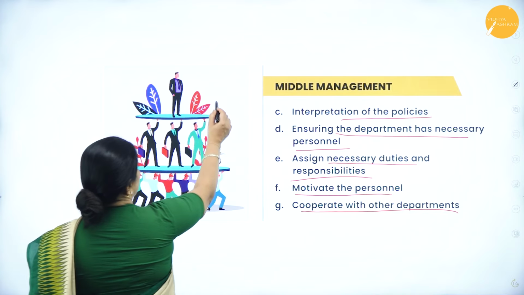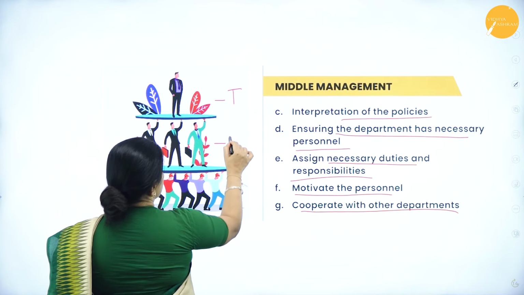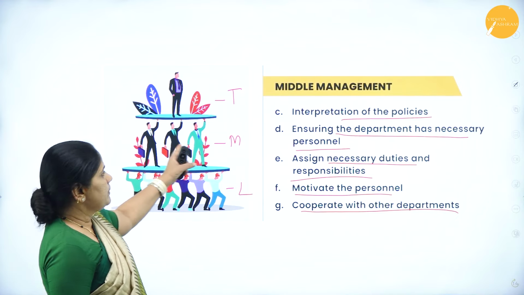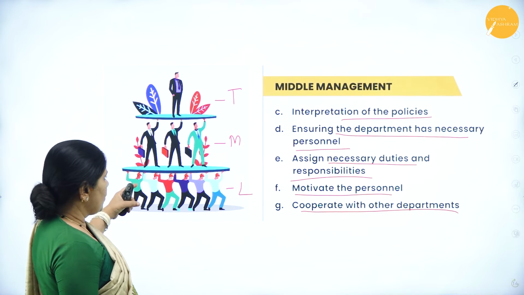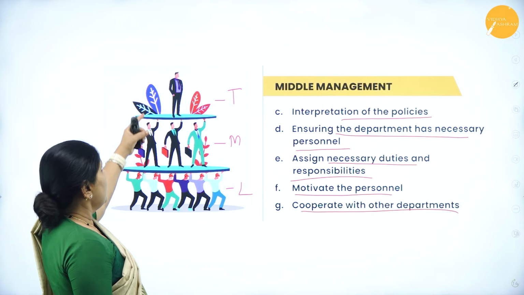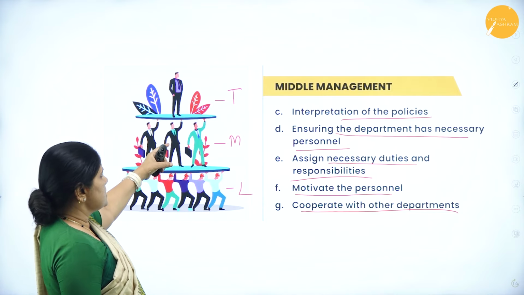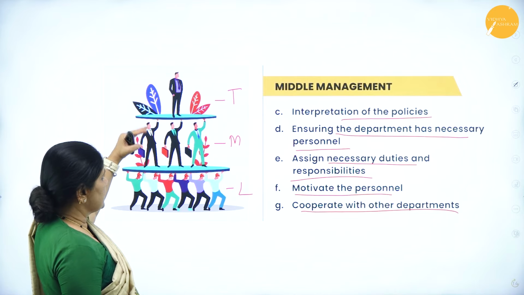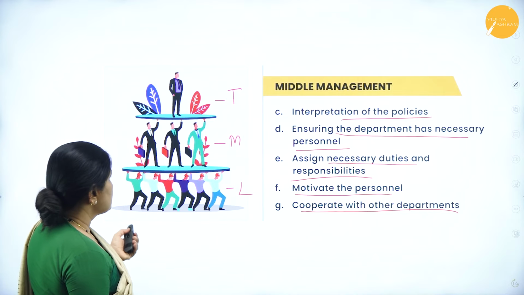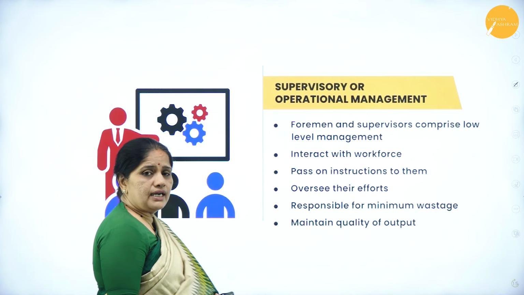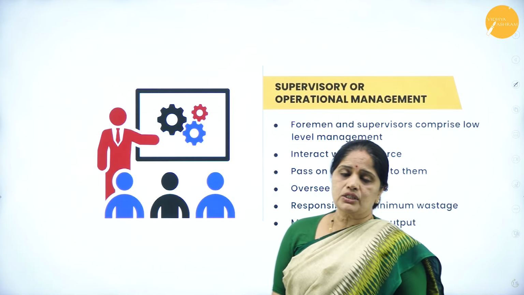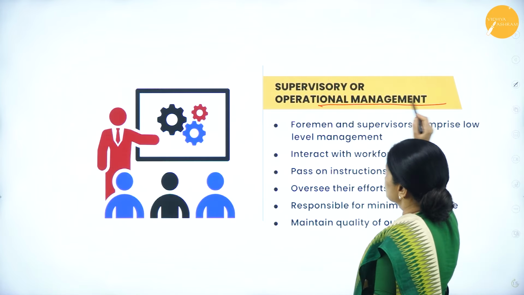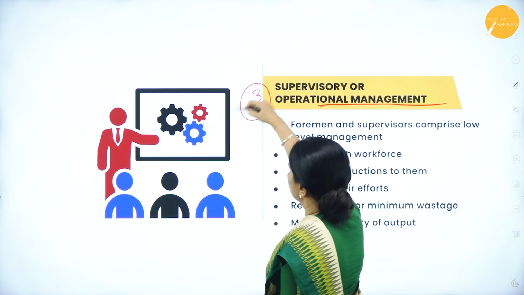If you can see here, this is the top level, this is the middle level, this is the lower level. This middle level management will decide what the lower level management has to do, and the top level will just decide what the middle level has to do, and they will just support. So we can see this hierarchy in the levels of management. Then the third one is the supervisory or the operational, which we also call the lower level management. This is the third level of management.